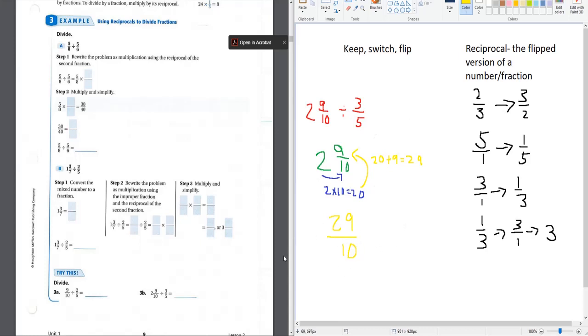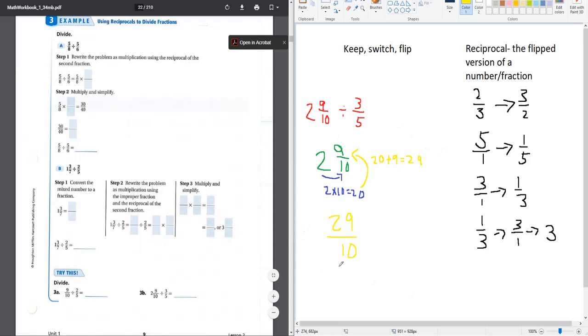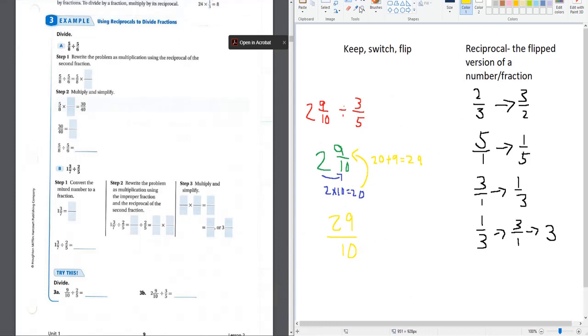We can go over more of this in class again if you have questions, but that's just a little review on how to do that. Personally, I like working with improper fractions as opposed to mixed numbers. It makes things easier. So I changed this to that. I just changed the way it looks. 29 over 10 divided by 3 over 5. So keep, switch, flip. Keep 29 over 10, switch the sign, and flip the second number, 5 over 3.